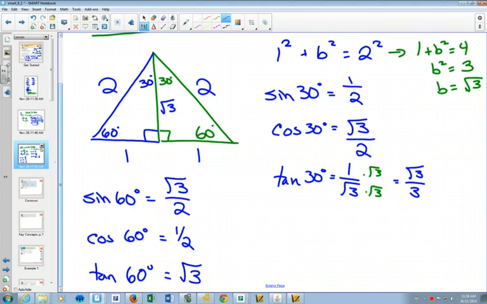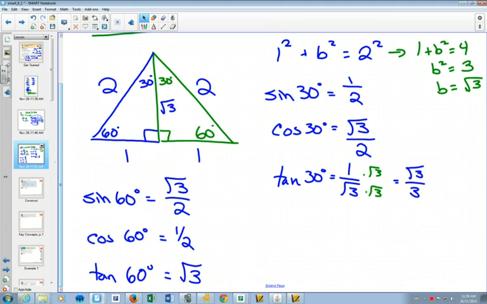Okay, look at 60. Sine is opposite. Opposite side is √3 over hypotenuse, which is 2. So I get √3 over 2. Cos, adjacent, which is 1, over hypotenuse, which is 2. Tan, opposite, which is √3, over adjacent, which is 1.